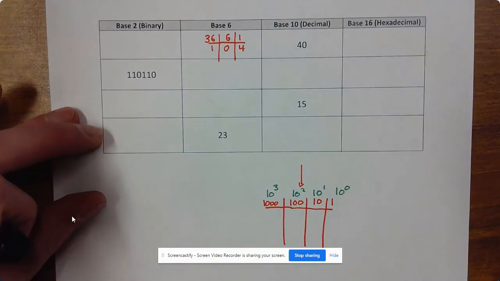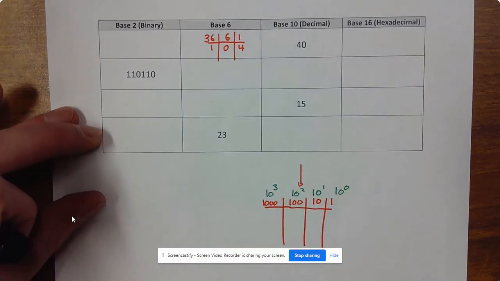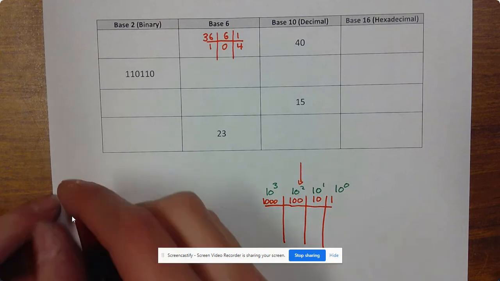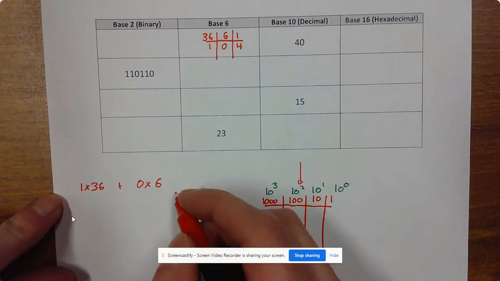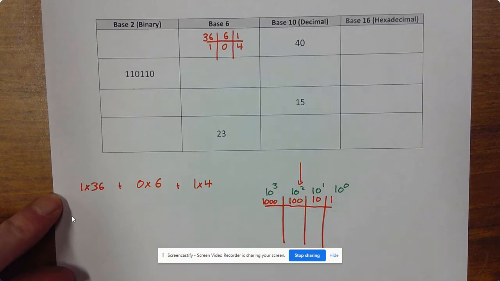And again, if you think about back to the way we learned to write numbers in expanded form in earlier grades, I've got 1 times 36, that's in my 36s column, plus I have 0 times 6, that's in my 6s column, plus I have 1 times 4, that's from my 1s column. So I could still write those numbers in expanded form.